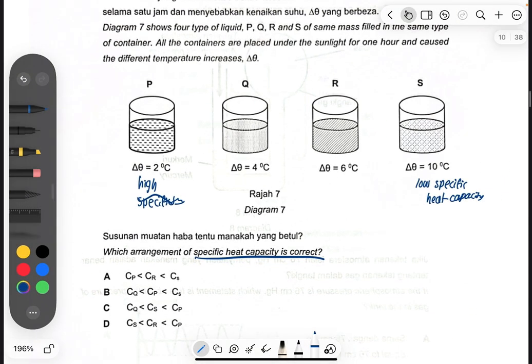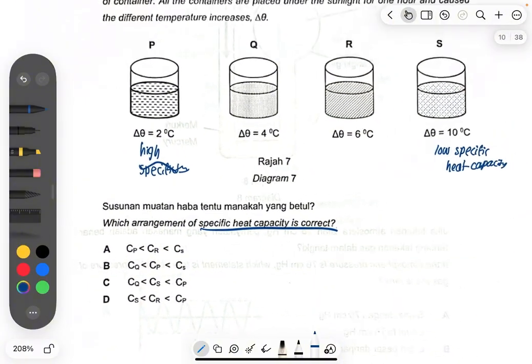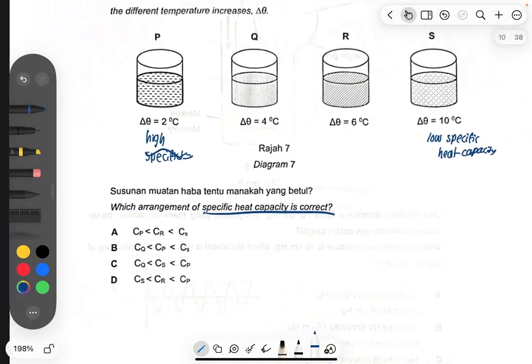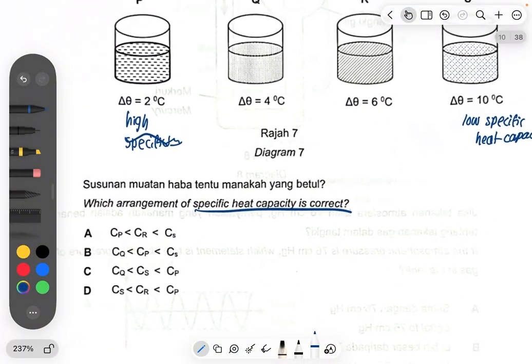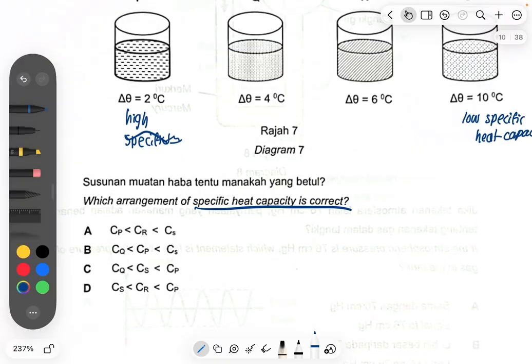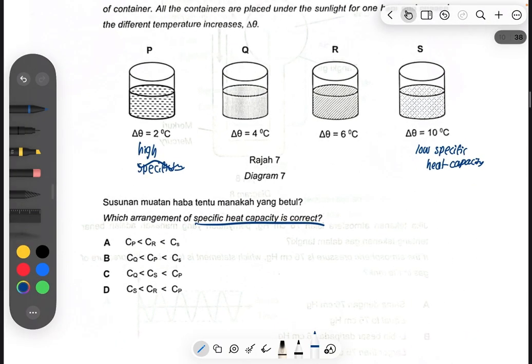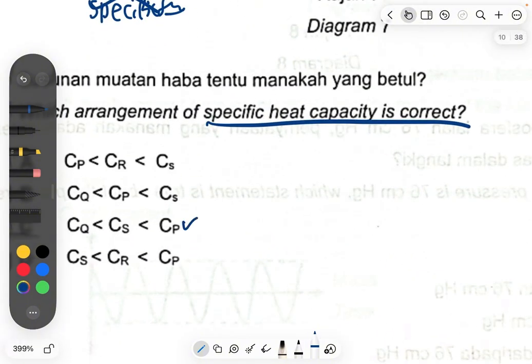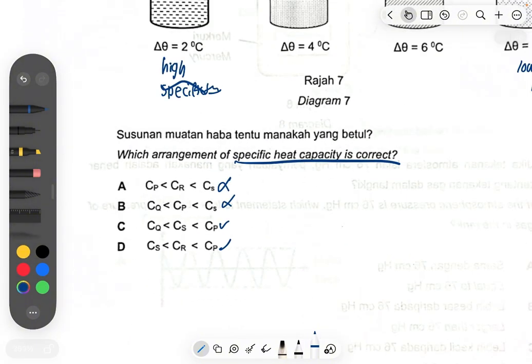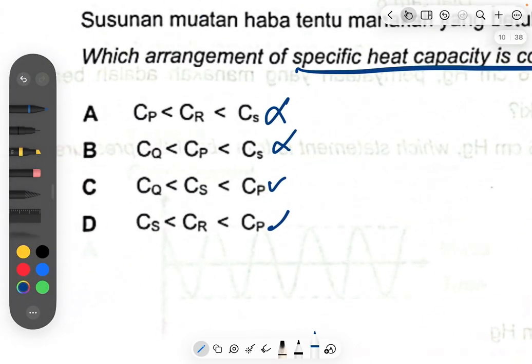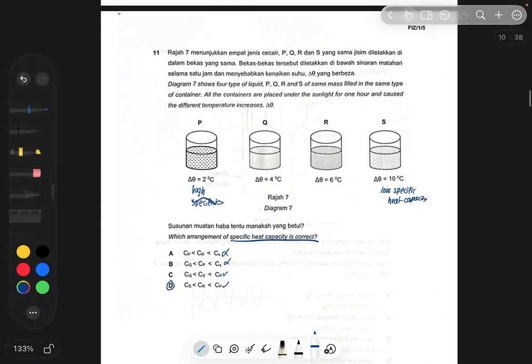Right. Okay, so they don't specify whether ascending or descending. Well, obviously ada arrow, never mind. So P is the highest. This is P. This is wrong already. And lowest is S, not Q. So the answer is D.